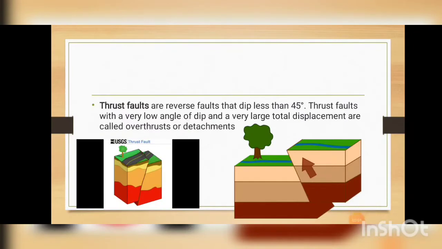Third, thrust faults. Thrust faults are reverse faults that dip less than 45 degrees. Thrust faults that are very large, with a very low angle of dip and a very large displacement, are called overthrust or detachment. This is a dip slip fault in which the upper block, above the fault plane, moves up and over the lower block. This type of faulting is common in areas of compression, such as regions where one plate is being subducted under another, as in Japan. When the dip angle is shallow, a reverse fault is often described as a thrust fault.